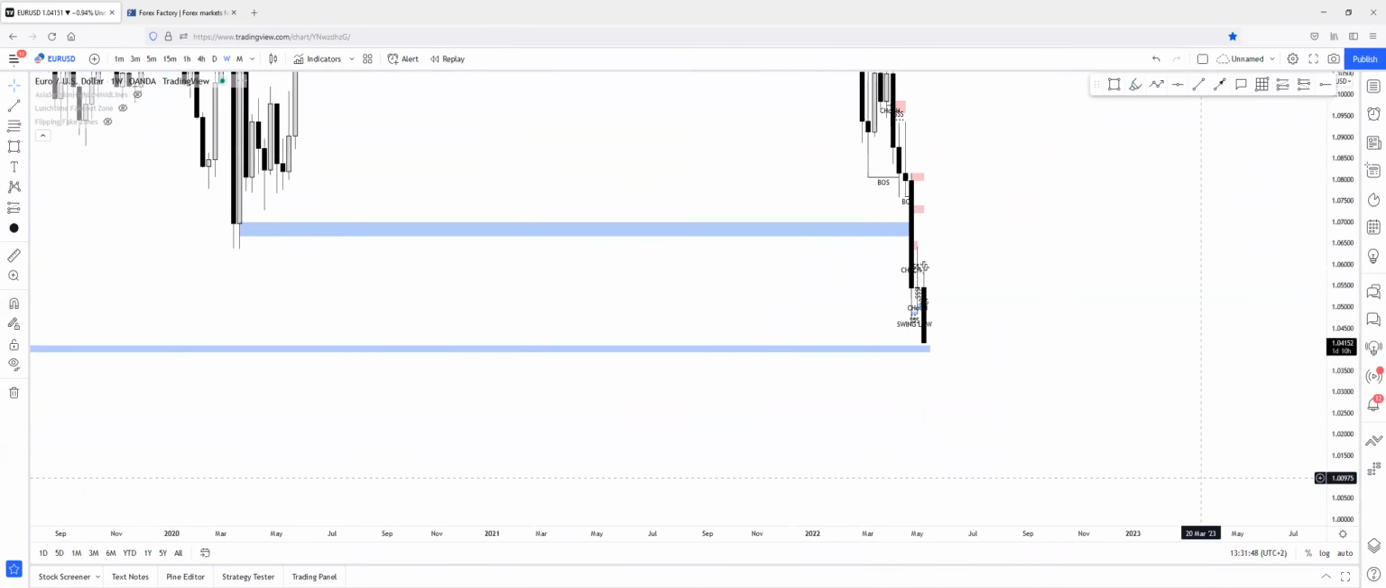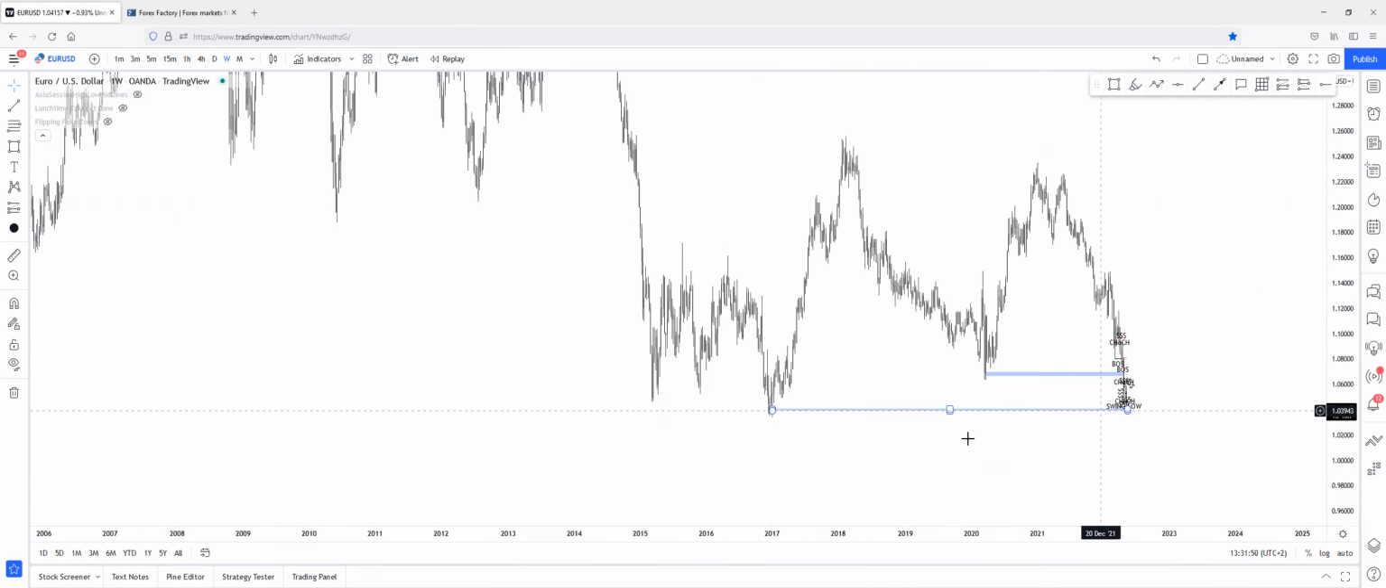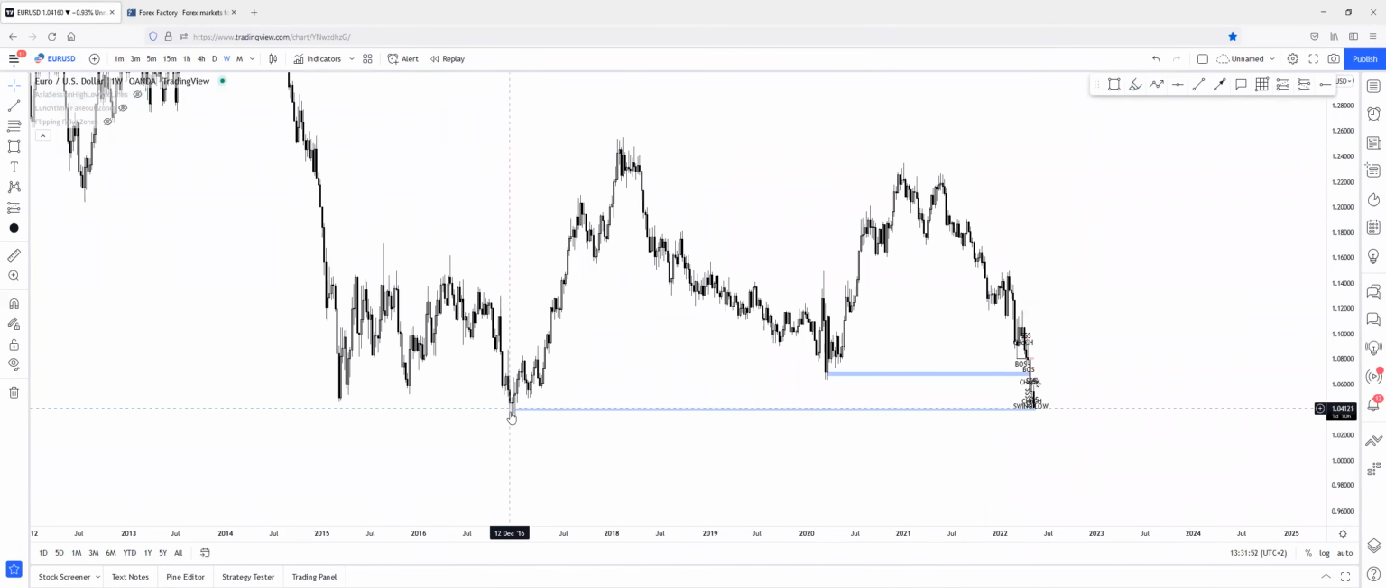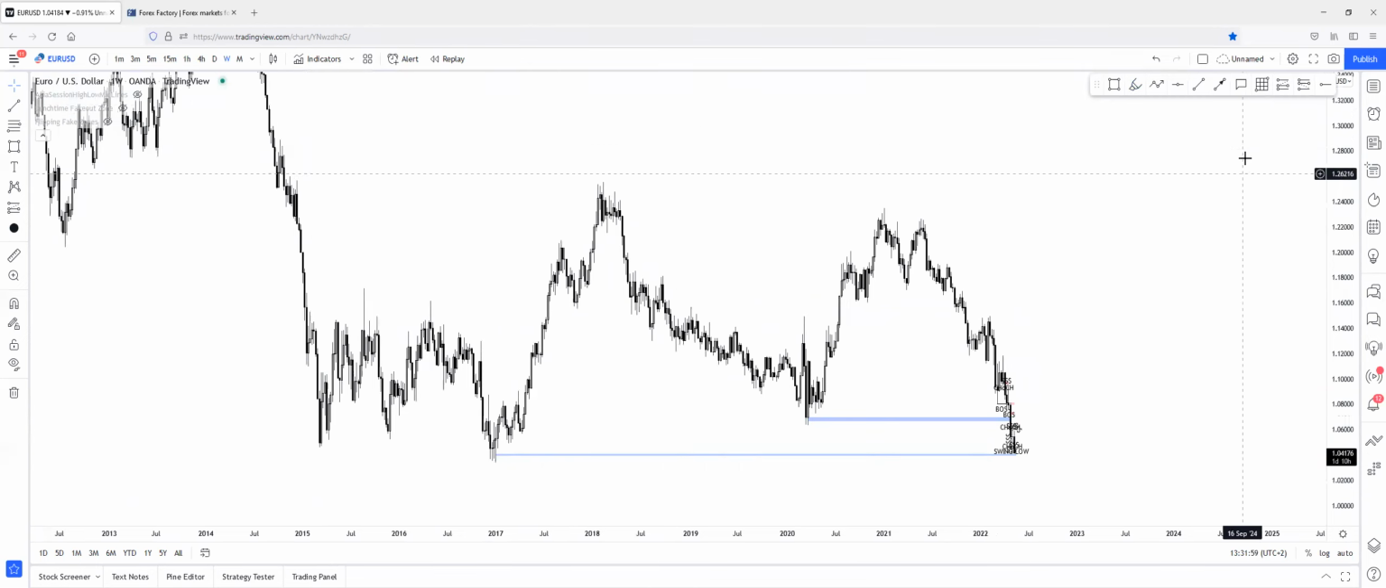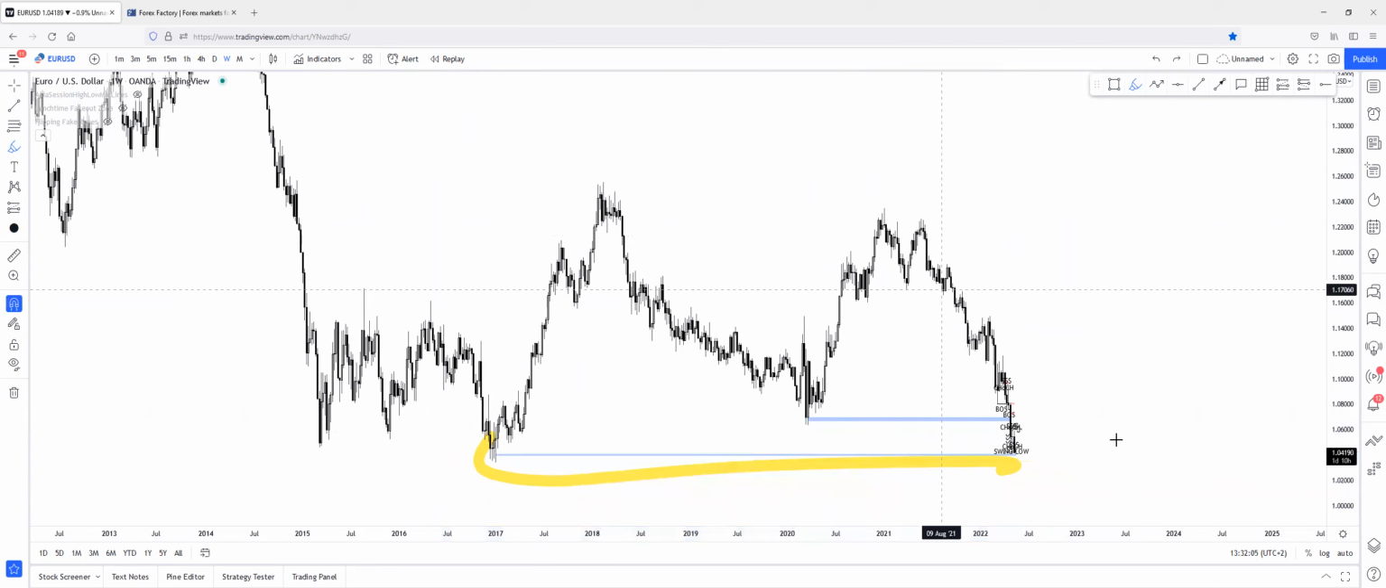Let me just switch to the weekly chart once again. This is a weekly low point from the beginning of 2017. So this demand zone has been formed 5 years ago, literally 5 years ago. And price has just mitigated this demand zone from 5 years ago.